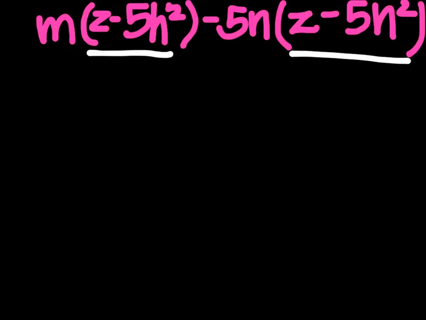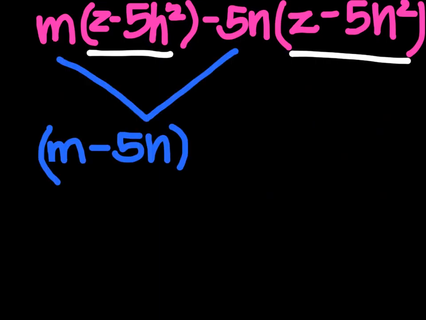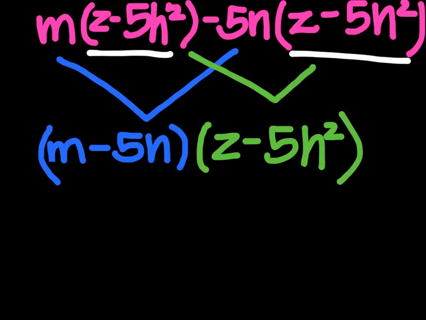So now we notice that the binomials in the parentheses are both the same. This means that we can simplify it more. So first we combine the two greatest common factors and we get m minus 5n, and we put that in parentheses. And now since we have 2 of (z minus 5h squared), we only take down 1. And our final answer is (m minus 5n) times (z minus 5h squared).